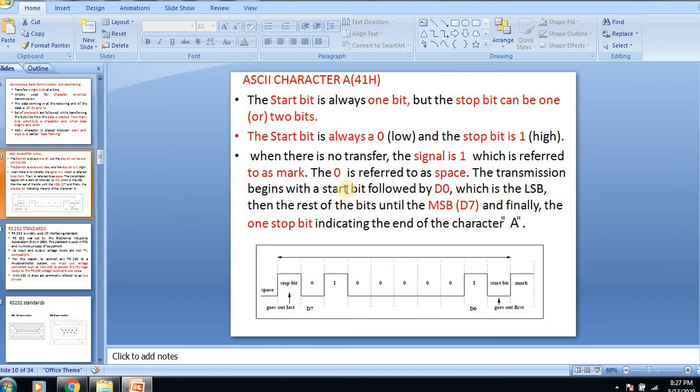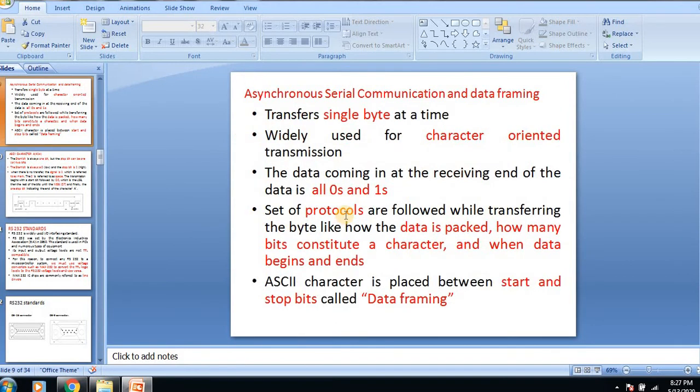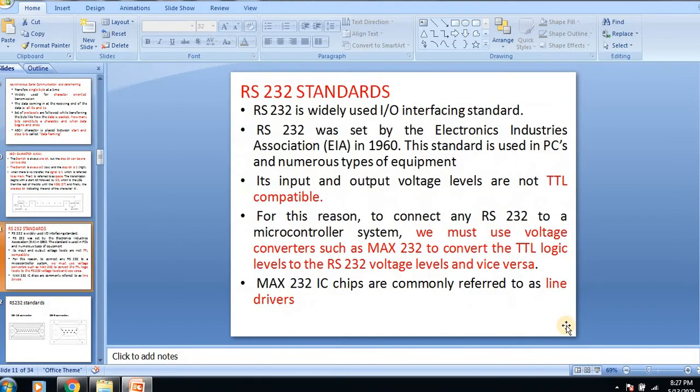So here, as I said, we need to follow a set of protocols. For that there is already an interfacing standard, and it is called the RS-232 standard. So all those things will be programmed in this IO interfacing transfer. So this RS-232 is a very popular one, and it is used as an IO interfacing standard in all the PCs and in many equipments.